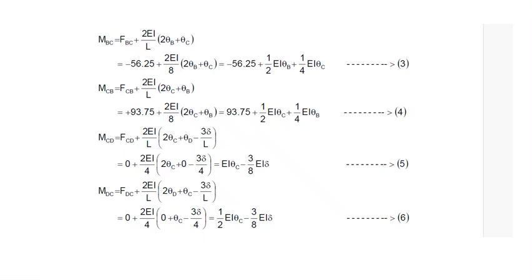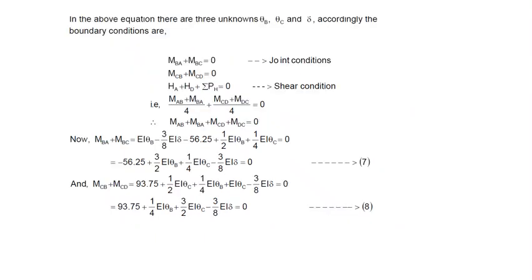So after getting the 6 equations, we have to write some boundary conditions to solve three unknowns, theta B, theta C, del. So let us take MBA plus MBC. Summation of moments meeting at the joint is equal to 0. So at joint B, we are supplying this condition and framing the equation. Similarly, at joint C, MCB plus MCD equal to 0. We have got one more unknown parameter, so we need the third condition. For that, I am writing the shear equations.